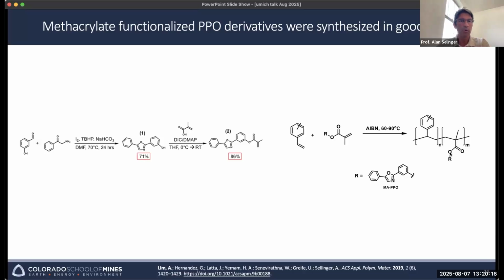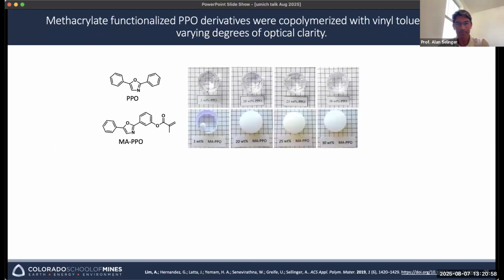And so before, what I showed you was that the dopant is just physically blended in. So it's not chemically attached to the matrix. So these molecules then are free to move around in the matrix. And that's why I showed you that picture where it went from clear to opaque. It's because these PPO molecules, when they're simply blended into the matrix, will diffuse, find each other, aggregate, and crystallize out. So our goal was to see if we could anchor these dopants into the polymer matrix so then they are chemically bound and no longer can diffuse.